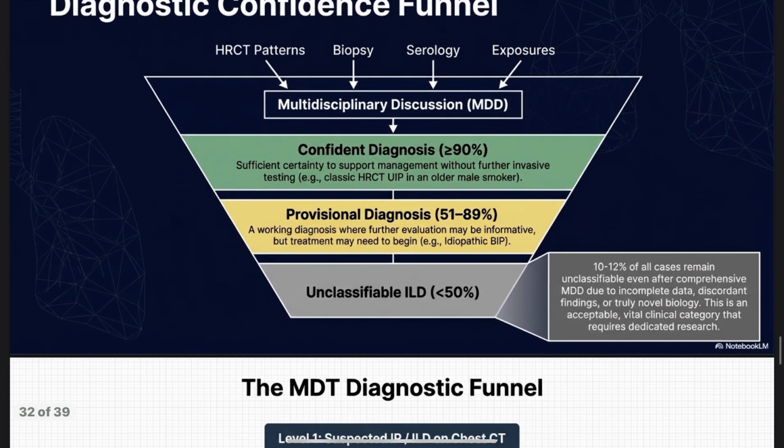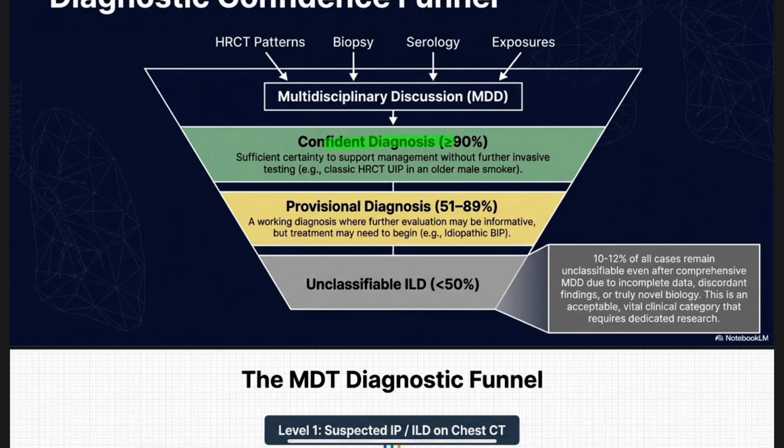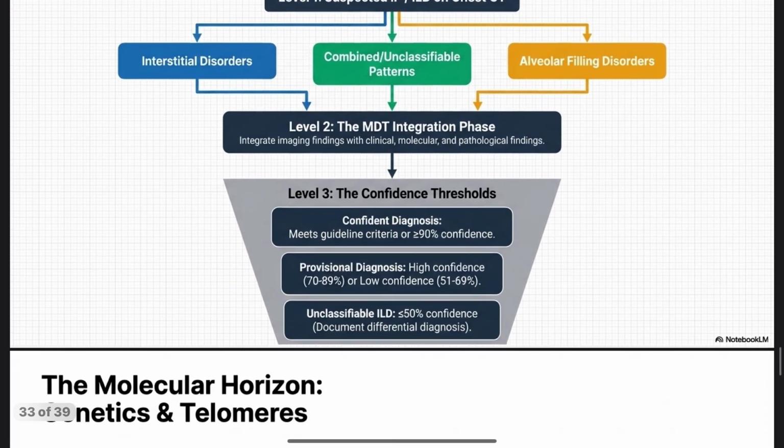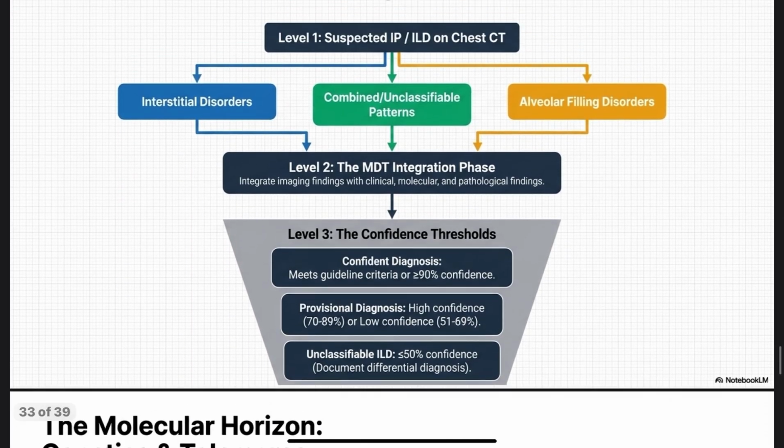So always there should be a confident diagnosis, which is usually made with a classical HRCT pattern. In an old male smoker, I can tell confidently this person is having UIP. But provisional is when I have ruled out everything and the working diagnosis is going towards idiopathic. Unclassified is when confidence is less than 50%. I couldn't get the diagnosis in spite of the whole workup. This is called unclassifiable ILD.